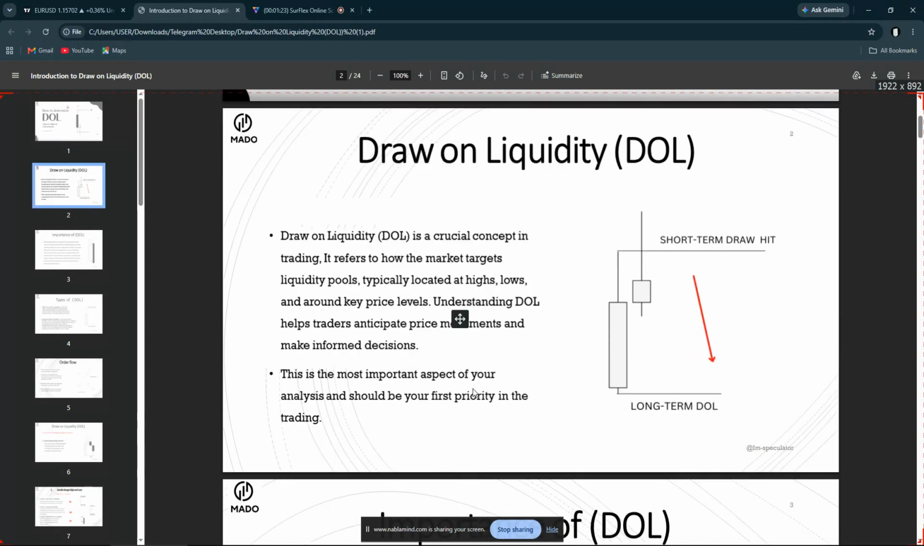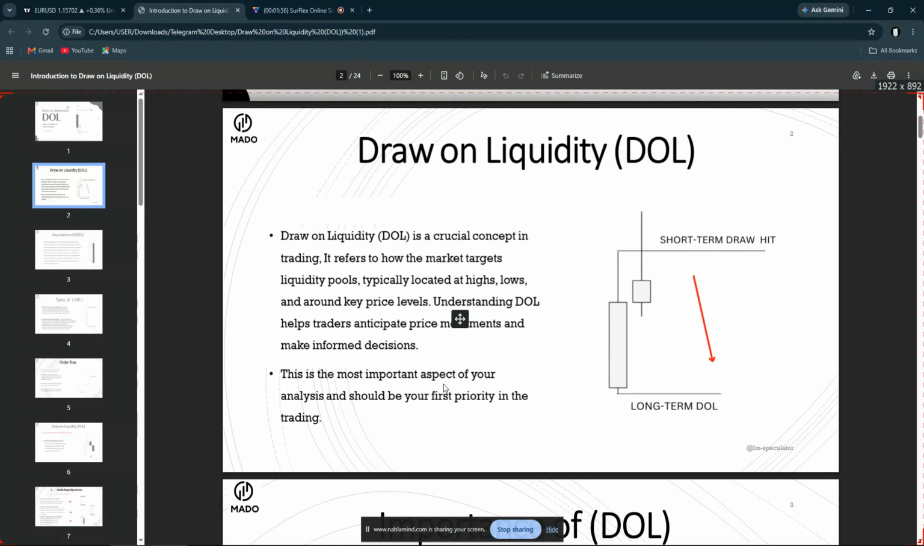Now, looking at this guide, what is draw on liquidity? Draw on liquidity is a crucial concept in trading. It refers to how the market targets liquidity pools, typically located at highs and lows and around key price levels. These are where liquidity is being identified. So when you understand draw on liquidity, it helps traders anticipate price movement and also make informed decisions, in order not to take the wrong liquidity area and get stuck at some point.